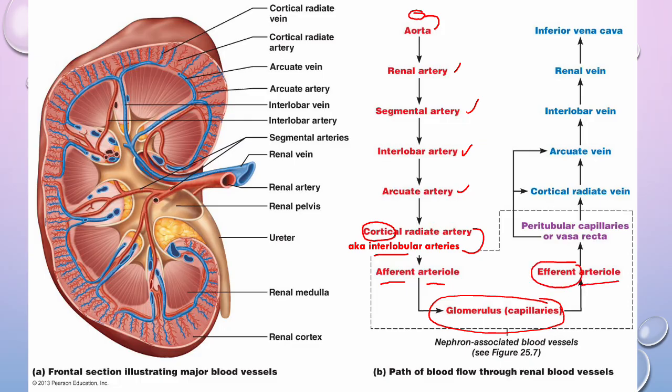Those efferent arterioles are going to turn into either peritubular capillaries or vasa recta. They both have the same function. They're going to either reabsorb or secrete, okay? From there, we're going to go into the cortical radiate veins, arcuate veins, interlobar veins, renal vein, inferior vena cava, and then we're going to go back to the right atrium, right? To the heart, wash, and repeat, okay?